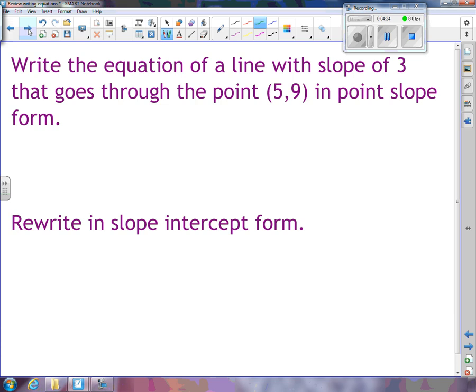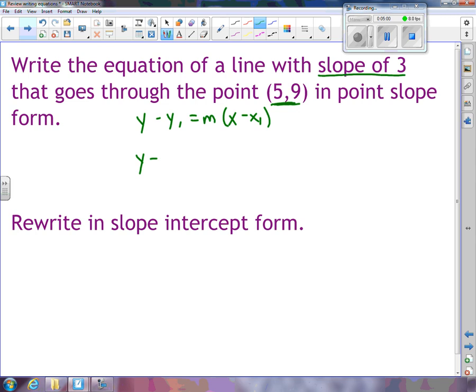Now let's try to write the equation of a line with a slope of 3 that goes through the point (5, 9). Here, it's easy to write this equation in point-slope form because we're given a point and we're given the slope. So if you recall, point-slope form is y minus y1 equals m times x minus x1, where m represents the slope and x1 and y1 represent any point on the line. That point that's given to you will be that point. So I just fill everything in.